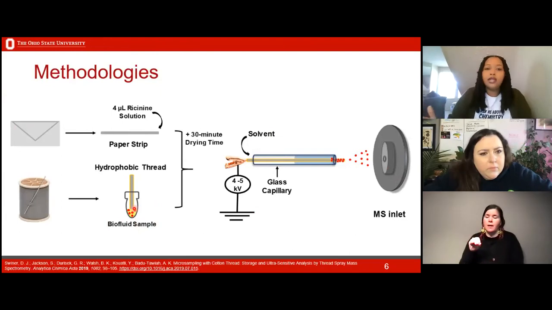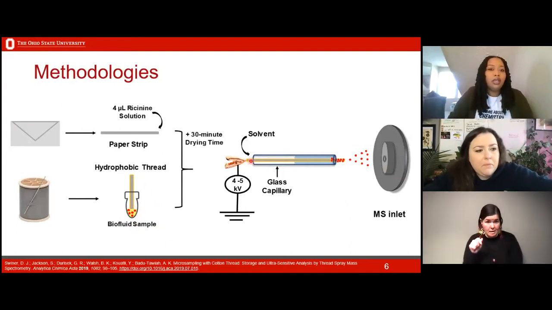So when I say biological fluid sample, I mean like blood, urine, things like that, all of those things. So I wanted to see if I could do that. So this is what the workflow looked like essentially.